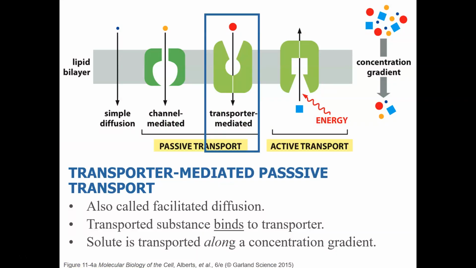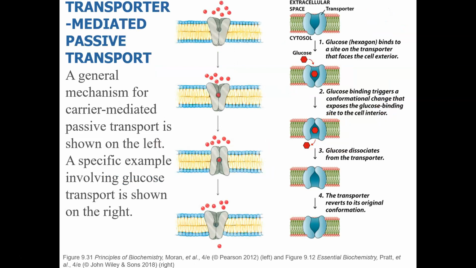Okay, so let's go to transporter-mediated passive transport. Sometimes this is called facilitated diffusion, and here there are specific binding sites for the transported substance. And again, if we're in passive transport, we're transporting along a concentration gradient. So here are two diagrams from two different artists. This is just a general diagram where we have these red molecules and one binds to a specific binding site, and there's a conformational change that, in just a still figure, looks as if the transporter is flipping in the membrane. That's not what happens. There's just a conformational change.